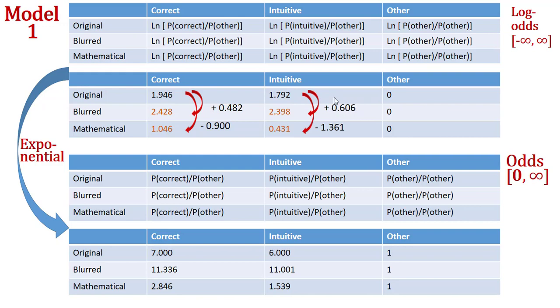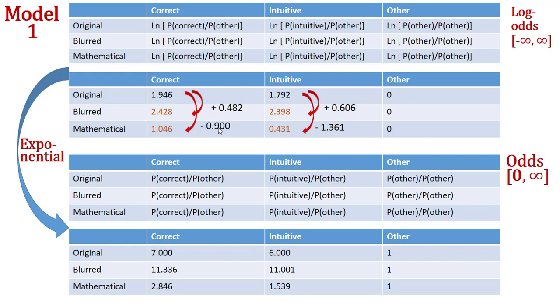What does it mean? It means that we have to add 1.792 plus 0.606 to get the log likelihood of the intuitive over other. So these two values are the increase in log likelihood that happens from moving from original to blurred. Now, for mathematical, the software gives us -0.9 and -1.3.